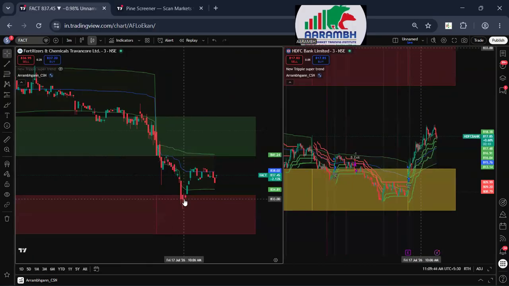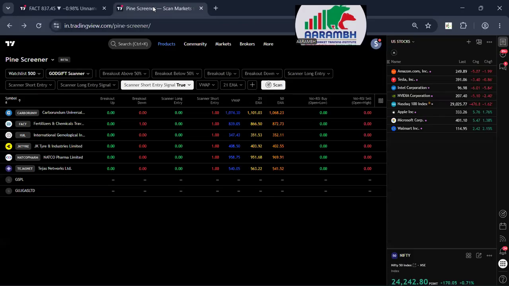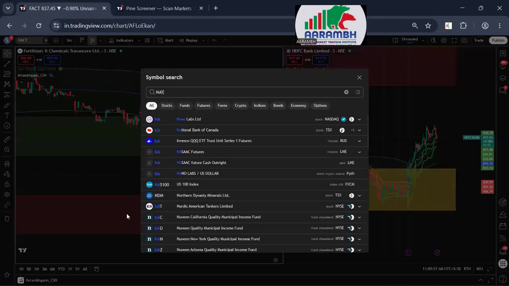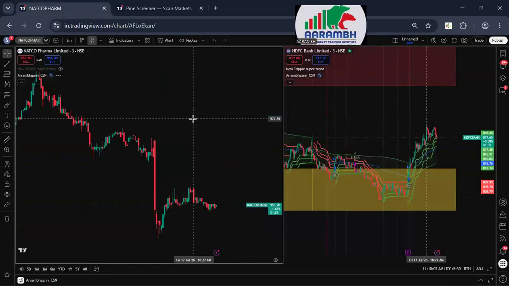From green zone to red zone, you can book the profit because the price of the stock is small. Hence, you can book small profit. Okay. Again, it depends on which stock you are trading and which Gann level it is following. Okay. If you check Natco Pharma, it will be like this.